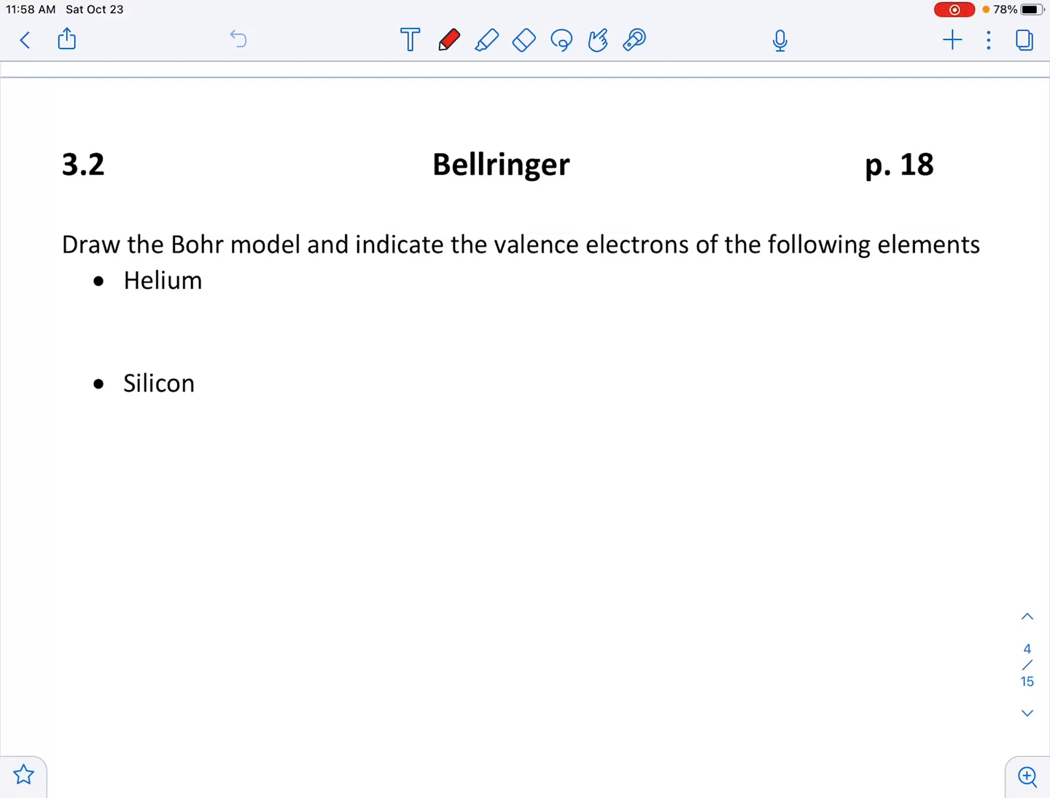Hello, all. Welcome back. We are talking about 3-3 today. All right, we're going to take our Bohr model one more step, and we're going to be talking about Lewis dots on there.